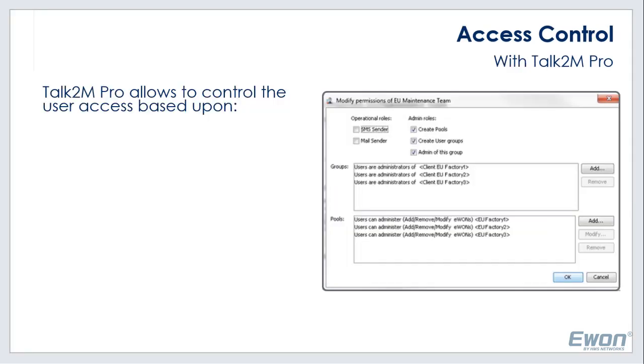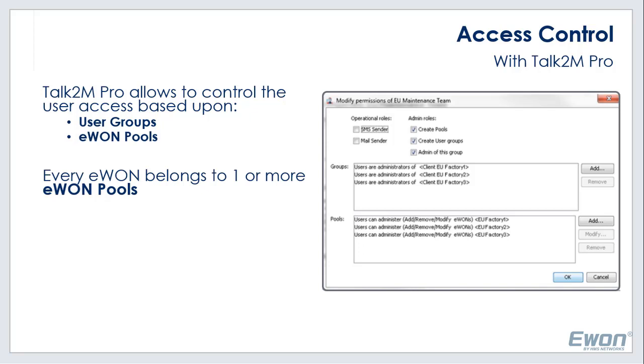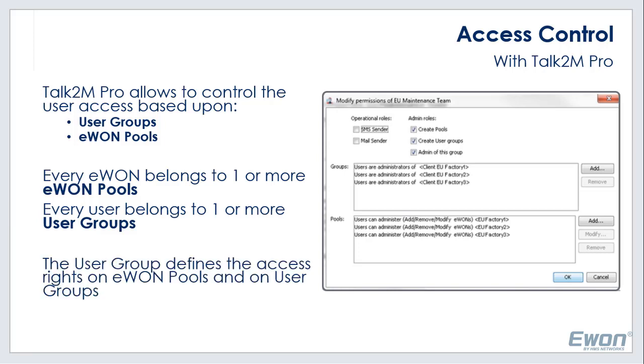With Talk2M Pro, user rights are defined in relation to user groups and E1 pools. Every E1 belongs to at least one E1 pool, and every user belongs to at least one user group. The groups a user belongs to determine their rights on different E1 pools and other user groups.